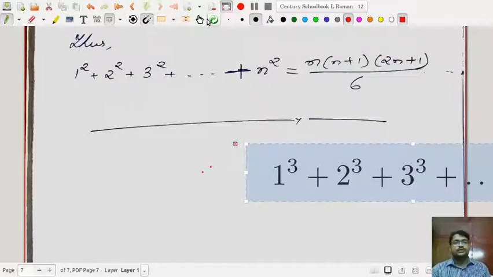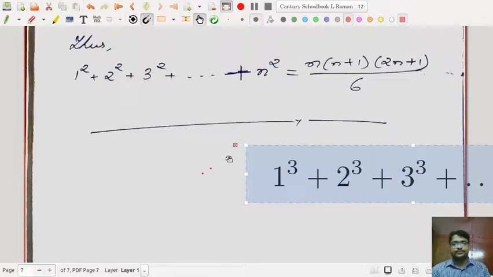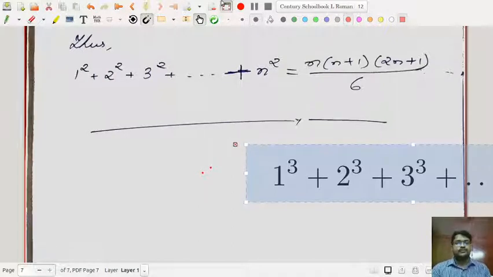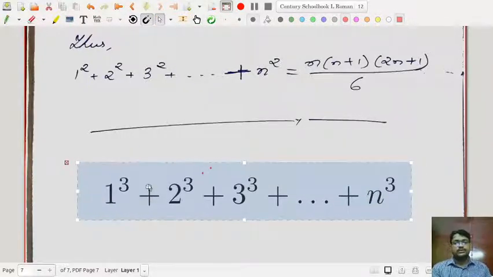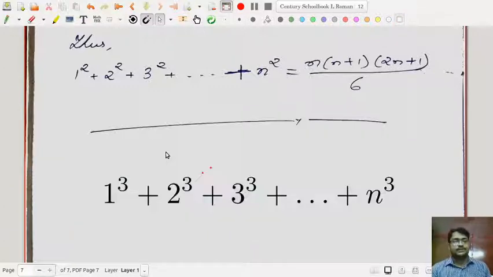Right, this you can try doing at home. Sorry, it is the select tool. Try this as an exercise: 1 cube plus 2 cube plus 3 cube plus up to n cube. You will get a familiar expression.